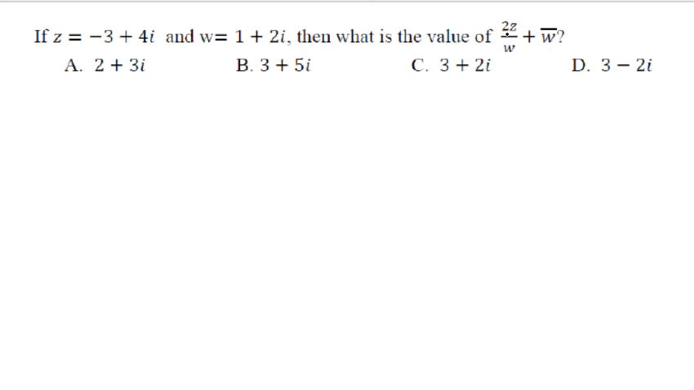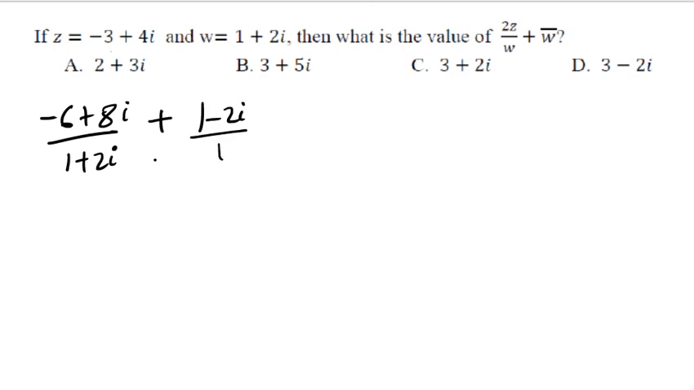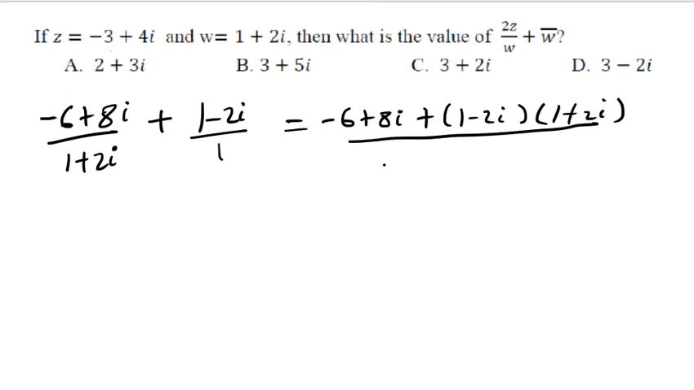So first we have to multiply 2 times z. 2 times z means it will be negative 6 plus 8i. The whole over w, which is 1 plus 2i, plus the conjugate of w, which is 1 minus 2i. This means over 1. Then crisscross. When you make crisscross, it will be negative 6 plus 8i plus 1 minus 2i multiplied with 1 plus 2i. The whole over the product of the denominator, which will be just 1 plus 2i.